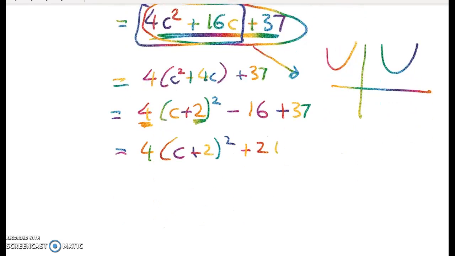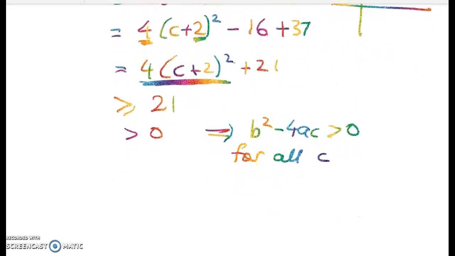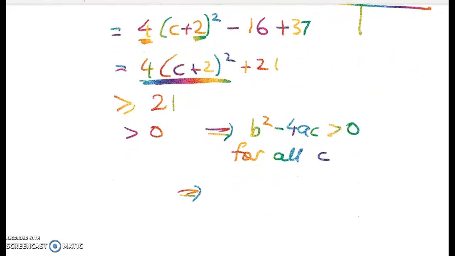Now a really nice logical argument here is to say that that must be greater than or equal to 21, right? Because this can't ever get lower than 0. And 21 is strictly greater than 0. So we know that b squared minus 4ac is greater than 0 for all values of c. Therefore, it always has real roots.